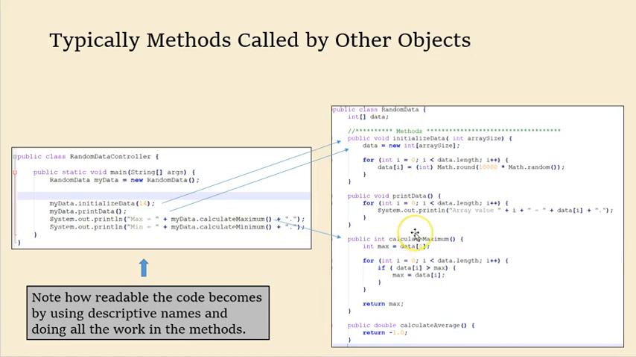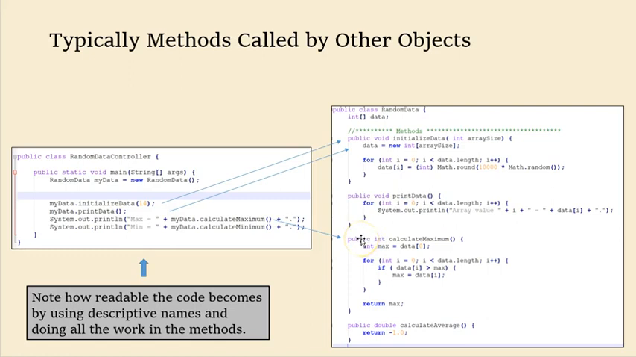Public int calculate maximum. Oh, so look what happens when I initialize the data. Public, everybody can use it. Void, it does not return a value. All it does, remember, is what a method is supposed to do: it changes the attribute. It initializes the data by changing the attribute. The only attribute we have is data, which is a list of integers. And basically what we're doing is filling in randomly what the integer values are. And then print data, public void, public everybody can use it. Void, it does not return any values. Print data, all it does is print things out to the screen.